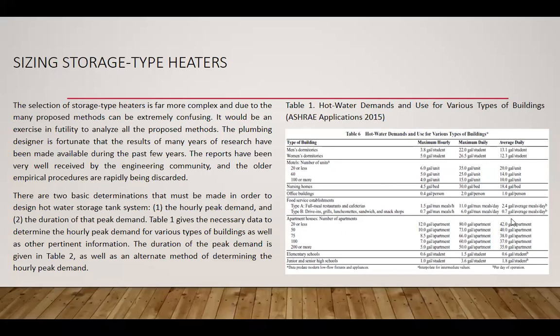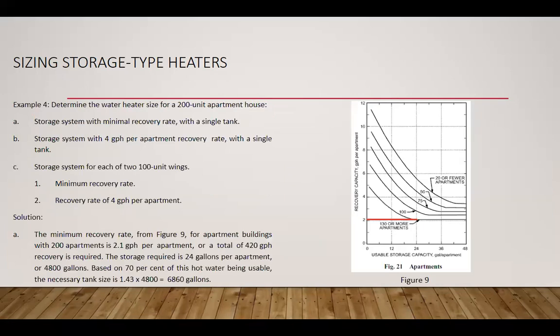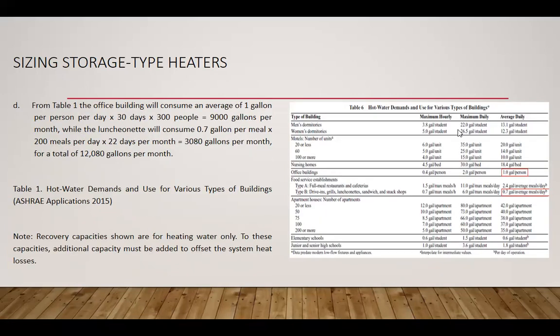So, yung sinabi kong 0.7 doon, ito yan. 0.7 gallons per average meals per day. Di ba? So, ito. Ito mo gagamitin pag nag-compute ka ng monthly consumption. So, punta tayo ng table 1. Ito nga pala yan. Ito. Yung average daily, 1 gallon per person, plus 0.7 naman sa meal. Yan. Okay? Yun ang gamit ng table na to.